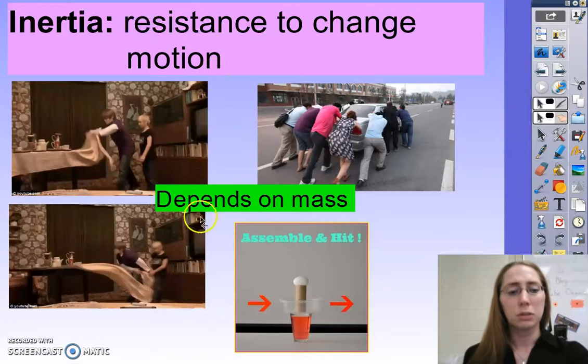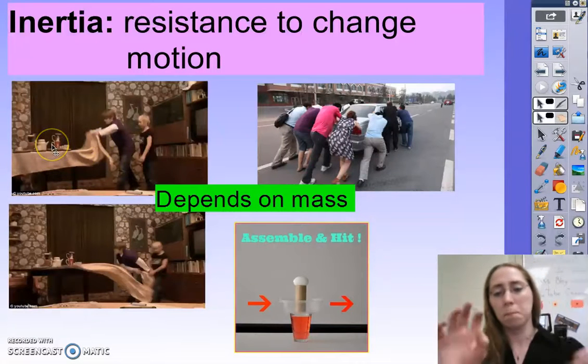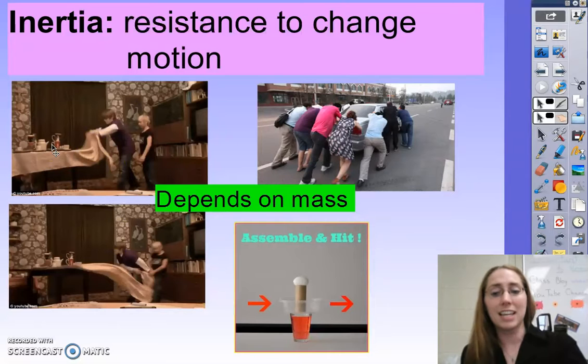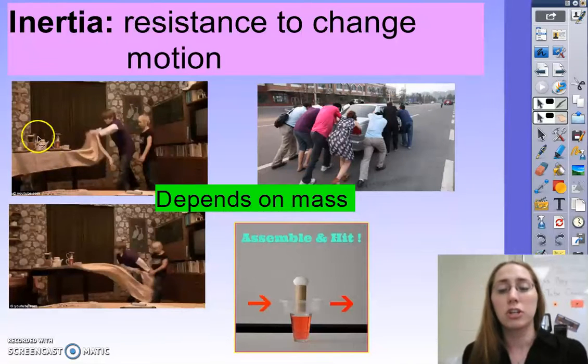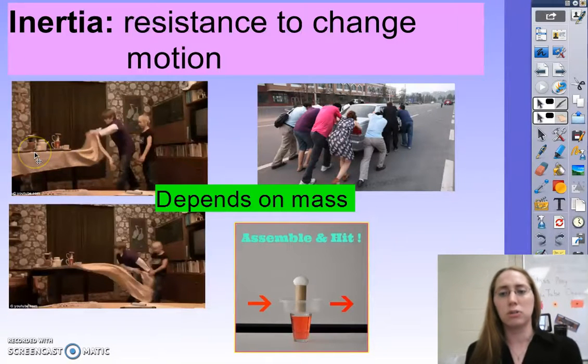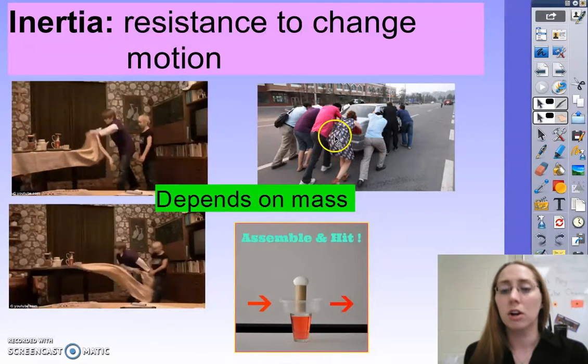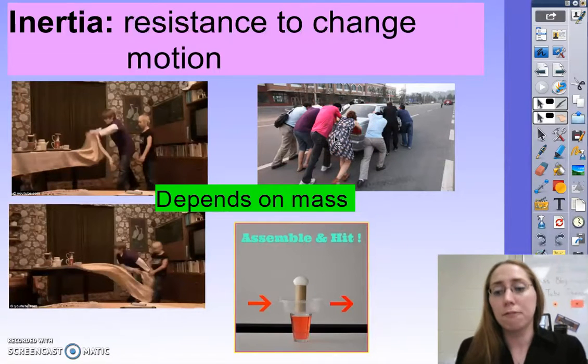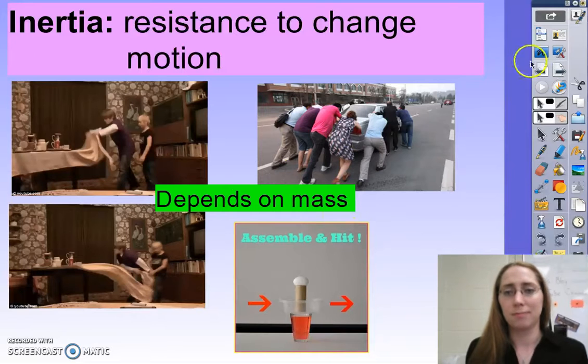This is why you can do the tablecloth trick, where you have all the dishes on the table and you pull the tablecloth out really fast and everything stays. It's because those objects have inertia and they resist that change in motion. Or with a car, it's really hard to push it at first, but once it gets rolling, it's pretty easy to do. That's also because of inertia. It's hard to get it moving, but once it's moving, it wants to keep moving. And inertia depends on the mass of an object.